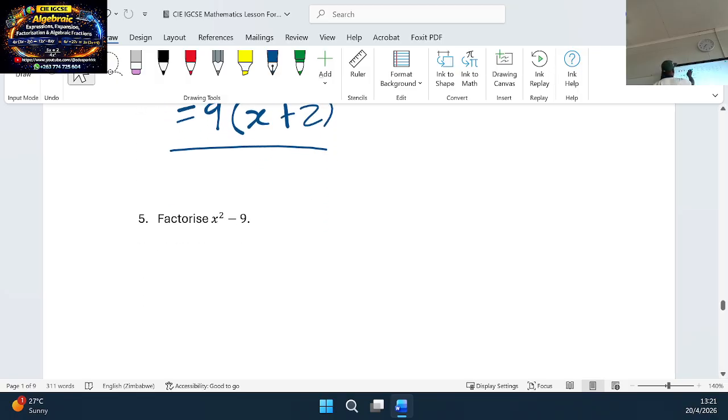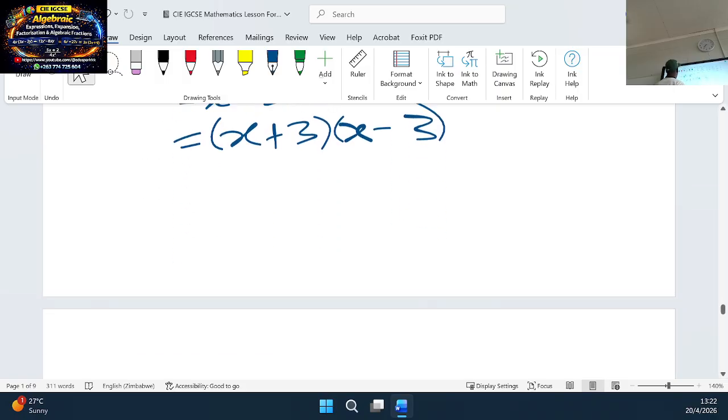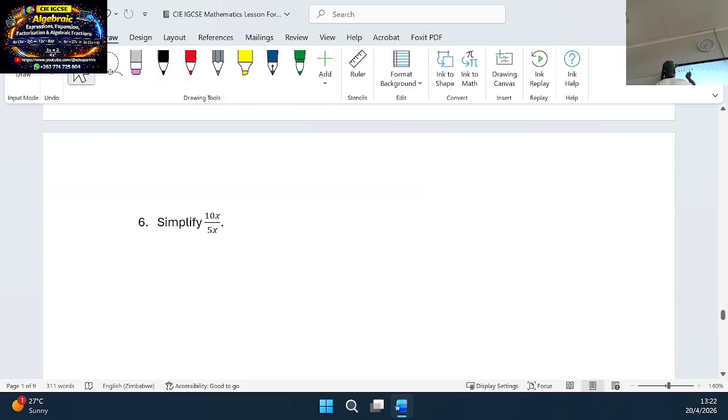Then next, we want to factorize x squared minus 9. So this is x squared minus 3 squared. And in this form, we build two brackets, because the process is called difference of two squares, where the signs are just different there.